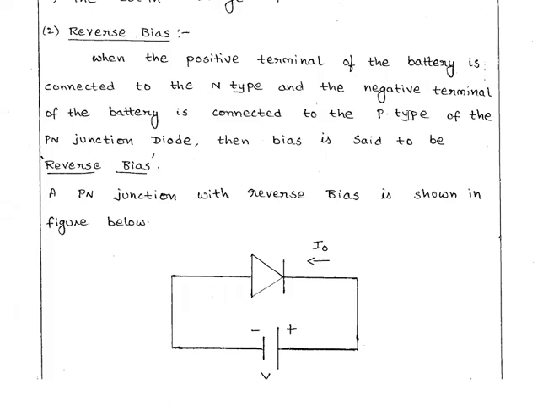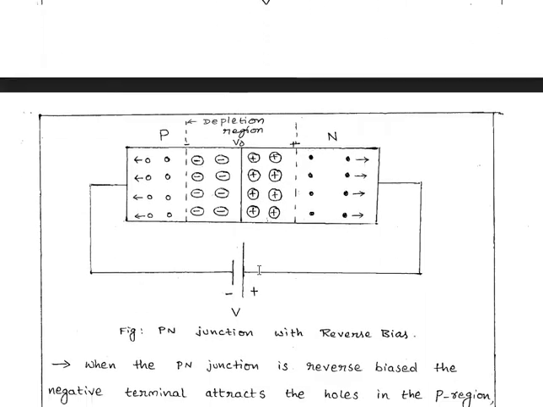Now we can see the PN junction in reverse biased condition operation. When the positive terminal of the battery is connected to the cathode or N-type material, and the negative terminal of the battery is connected to the P-type or anode of the PN junction, then this type of arrangement or setup is called reverse bias, as shown in the figure.